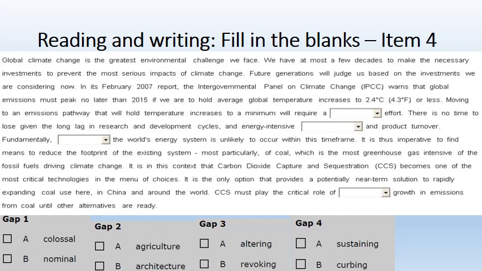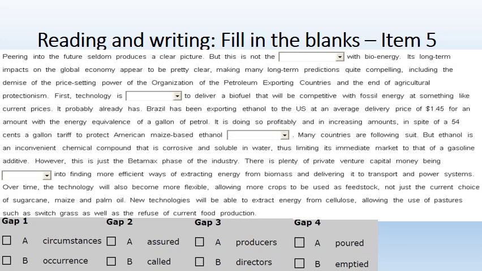Alright, moving to the next question. For reading and writing, you may have 5 to 7 questions. Alright, moving to the next.